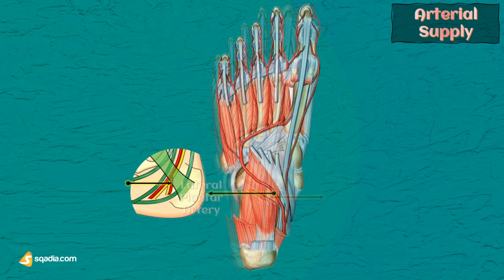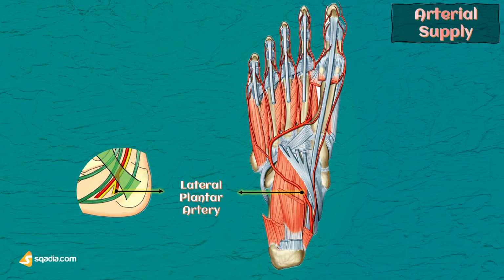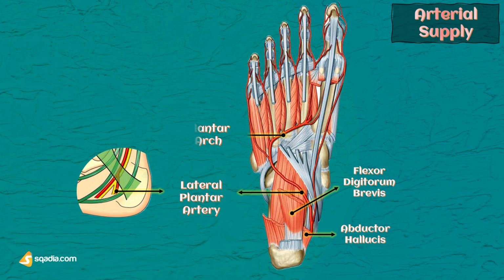As for the lateral plantar artery, the lateral plantar artery is the larger of the terminal branches of the posterior tibial artery. It arises deep to the flexor retinaculum and passes forward deep to the abductor hallucis and the flexor digitorum brevis. On reaching the base of the fifth metatarsal bone, the artery curves medially to form the plantar arch.